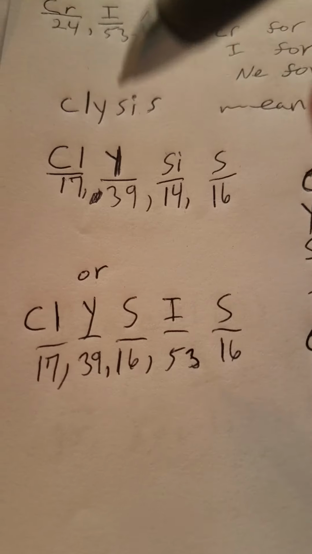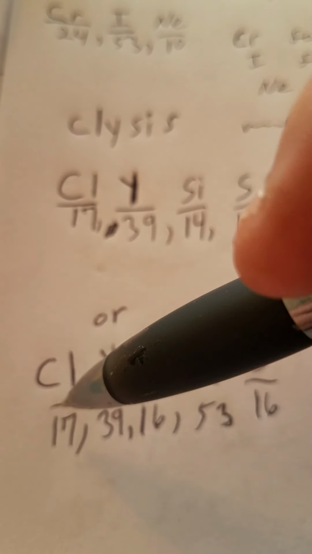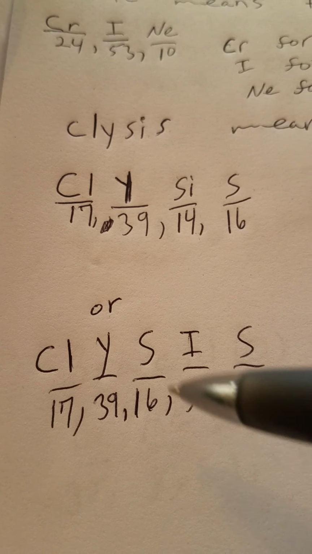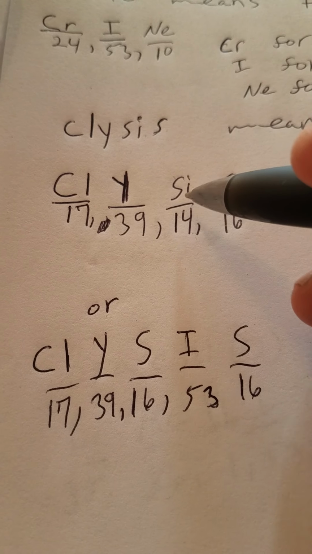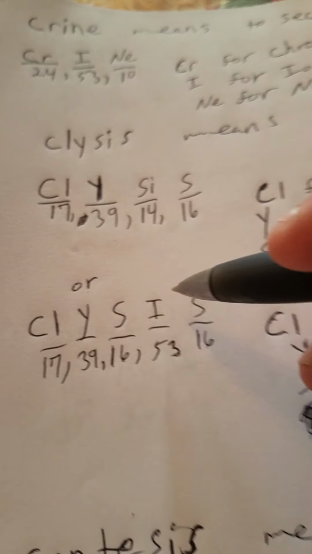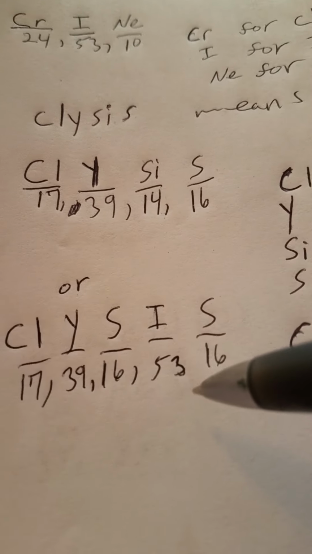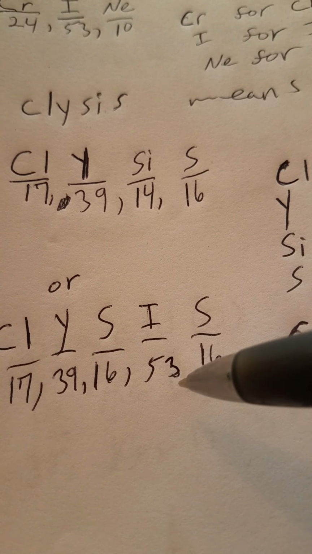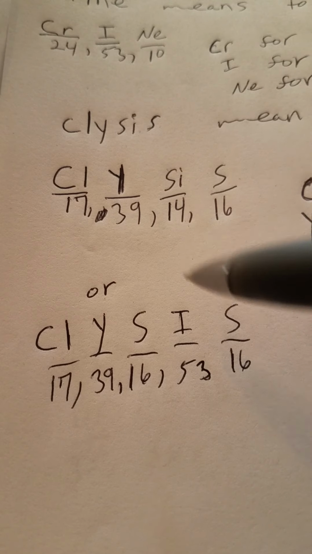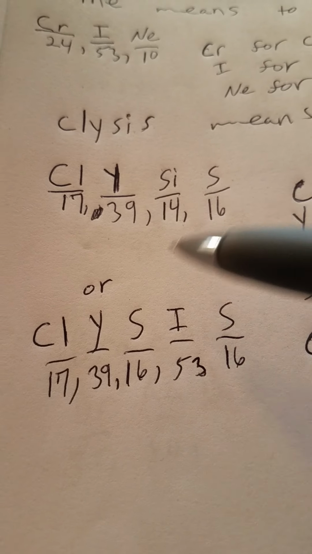Okay? Or you can do it another way. You can say chlorine, Cl. You can use Y, 39. But you can use I. But you can use S. Instead of Si, use S, 16 for sulfur. Use the I, capitalize the I by itself, 53 atomic number for iodine, and again sulfur, 16. There's two ways to do it. See, there's one way to do it, and here's another way to do it.